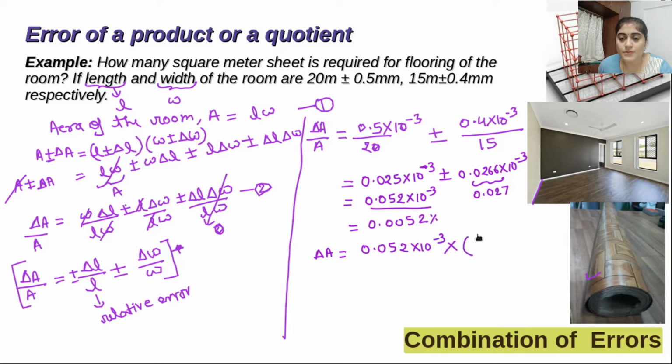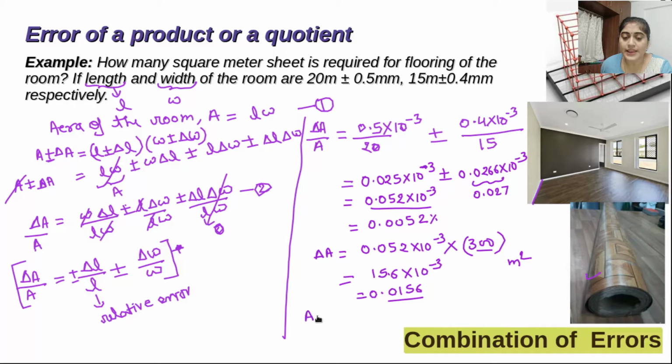So area is how much? Area is 20 into 15, this is 300. So if I multiply this value with the 300, it will be 15.6 into 10 to the power minus 3, which I can write as 0.0156. So this is your error in delta A.